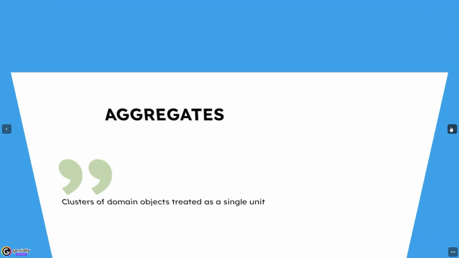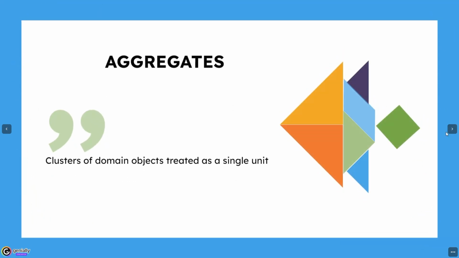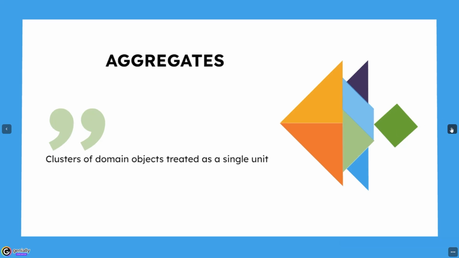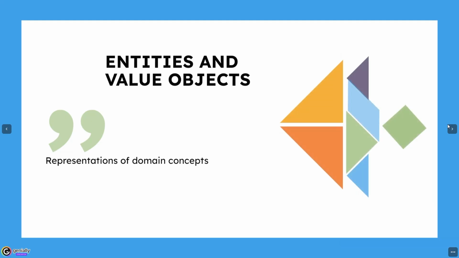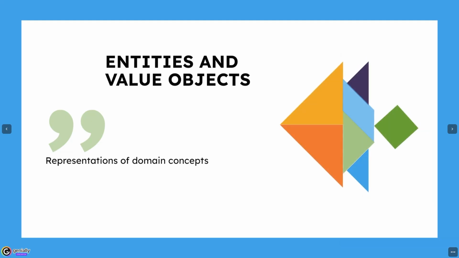Next one is aggregates. These are clusters of domain objects treated as a single unit. Aggregates enforce consistency boundaries within the domain model. Next one is entities and value objects. These are representations of domain concepts. Entities have identities and life cycle, while value objects are immutable and defined by their attributes.